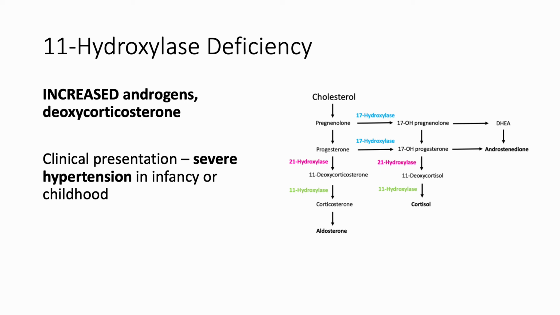And then there's 11-hydroxylase deficiency, and this one I would say is the lowest yield of the three, so I saved it for last. But in this one, you'll see increased androgens because of the pathway being shunted in that direction. And you'll also see a slight increase in deoxycorticosterone. And this will produce the main clinical presentation, which is severe hypertension, which you would see in infancy or childhood. And that covers it for the congenital adrenal hyperplasias.